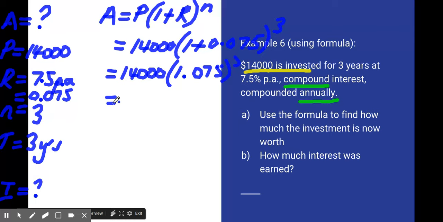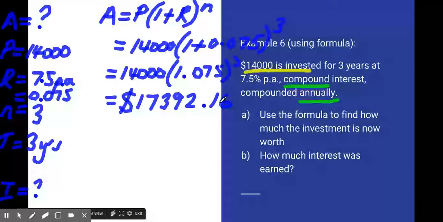And we're going to be talking in dollars, so I'm going to start with a dollar sign there. 17392 point. Now there's a few numbers after that. 156. We're talking in money, so we're only going to go to the nearest cent, which is 2 decimal places. So I need to round to 16 cents. So the formula tells us that the investment is now worth $17,392.16. So that's the answer to part A.